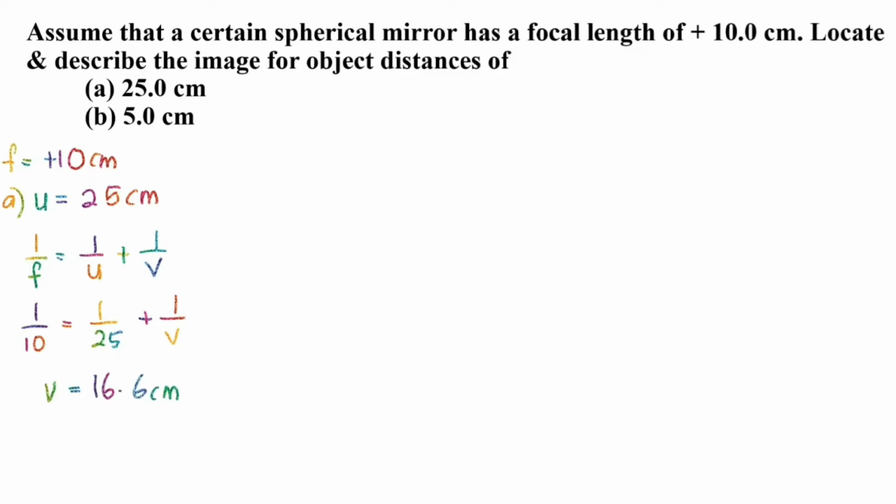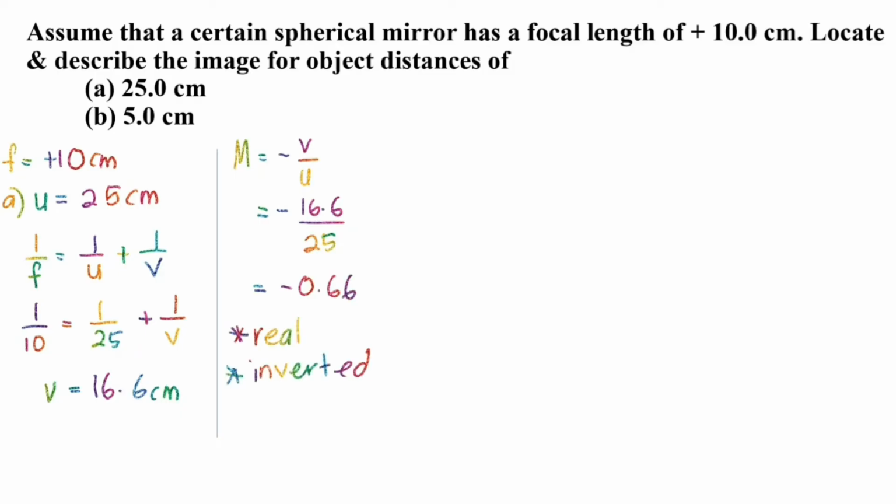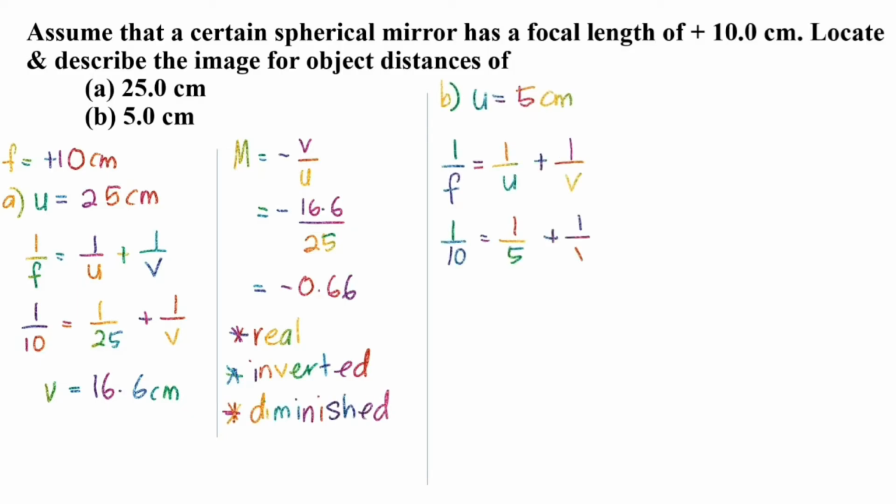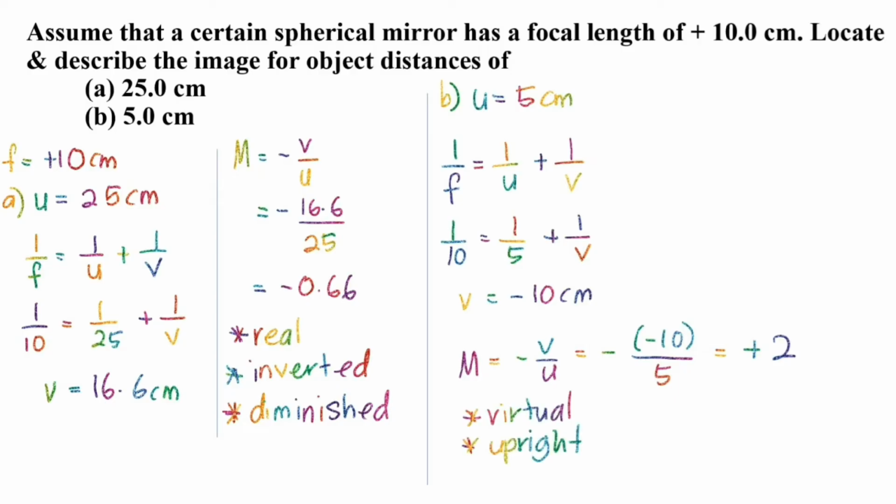Since the question is asking us to describe the image, we're going to use magnification. This time, we use m equals negative v over u, substitute all the values, and the magnification is negative 0.66. Negative is real and inverted, and 0.66 is diminished. We use the same method as in A for B. Now that we get the image distance v equals negative 10 centimeters, we put it back into the magnification equation so that we can get all the characteristics of the image. Positive 2 means it is virtual, upright, and magnified.